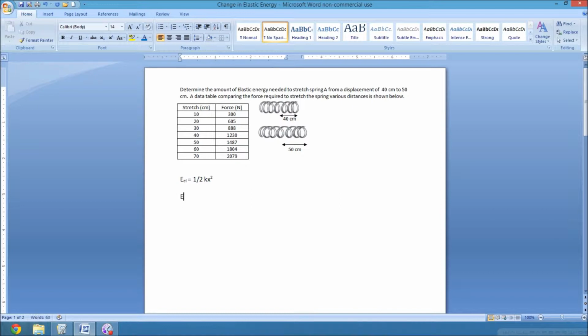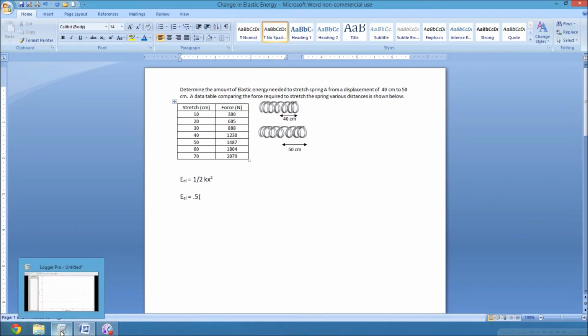So elastic energy is equal to 0.5, and now we need k. k is the spring constant. That's how much force is required to stretch the spring a certain amount of meters. We don't really have k, but we can get it from the data provided. If we can find the amount of change in newtons for every meter, then we're going to get the spring constant. That's basically the slope of the line that compares the displacement and the force.